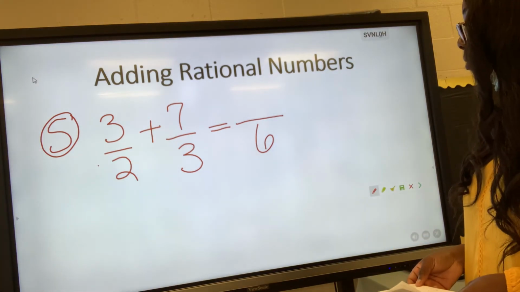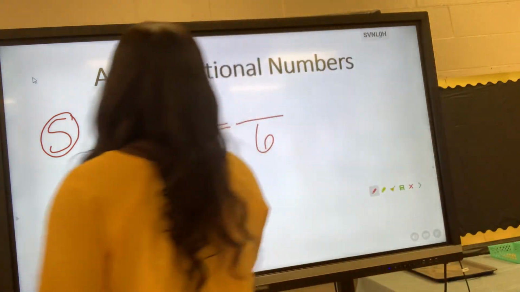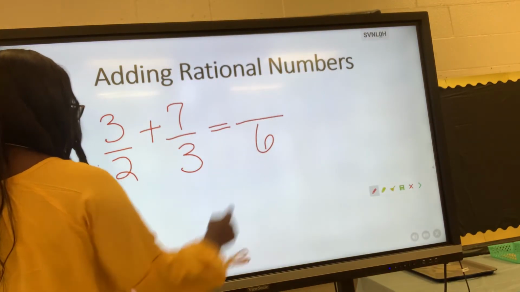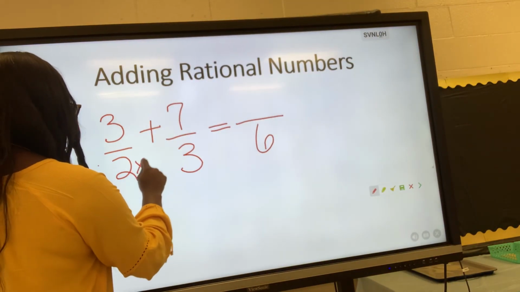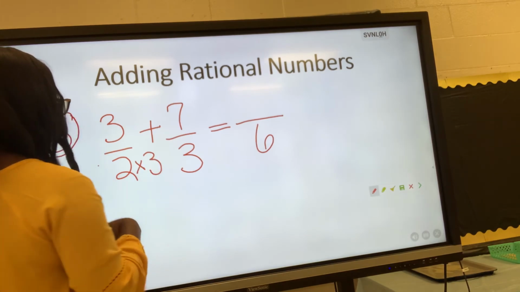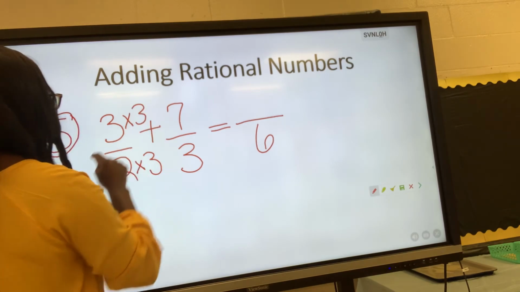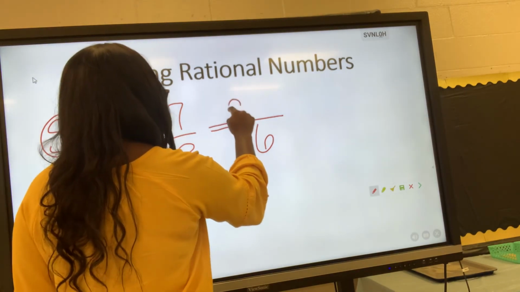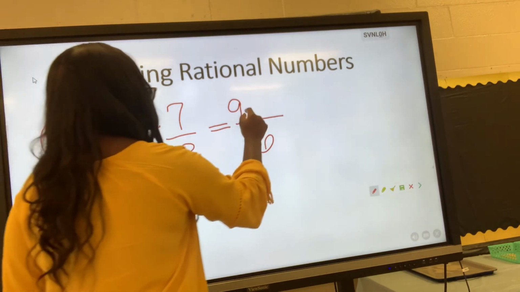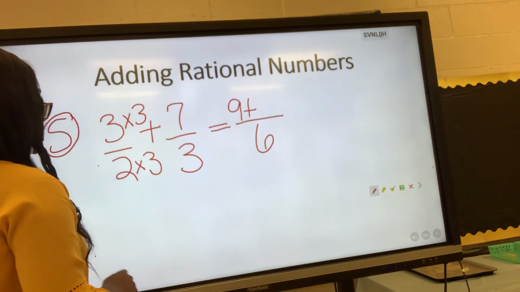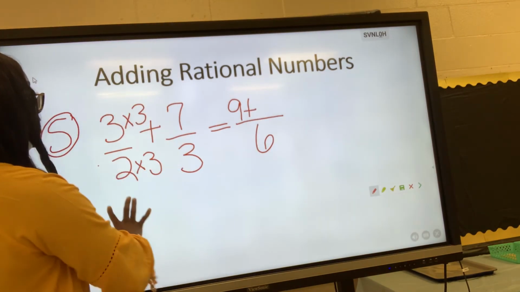So now you have to go back over here. What can I multiply 2 by to get 6? You can multiply it by 3. And whatever you multiply the bottom by, you multiply the top by. So 3 times 3 is going to be 9. Bring over your plus sign because we're adding. And now you move on to this side. So this fraction is taken care of.